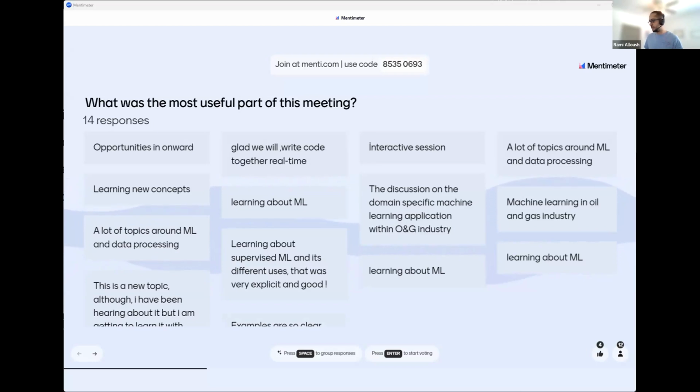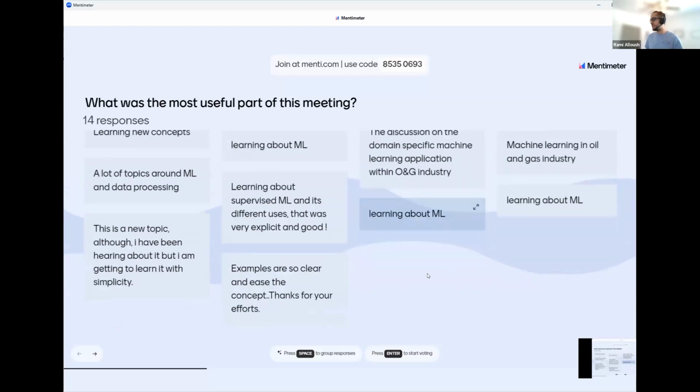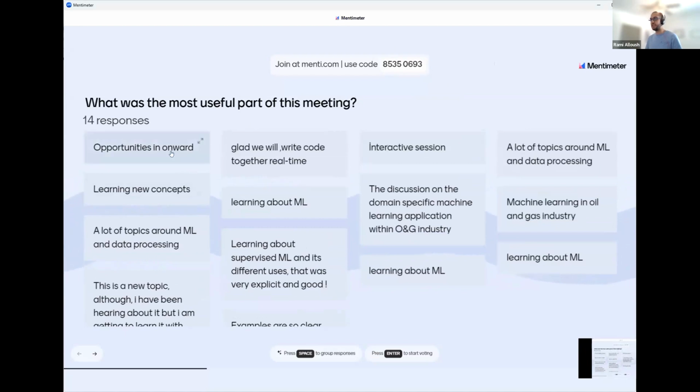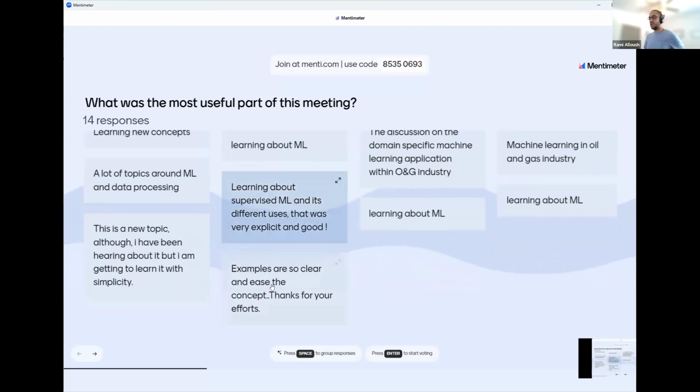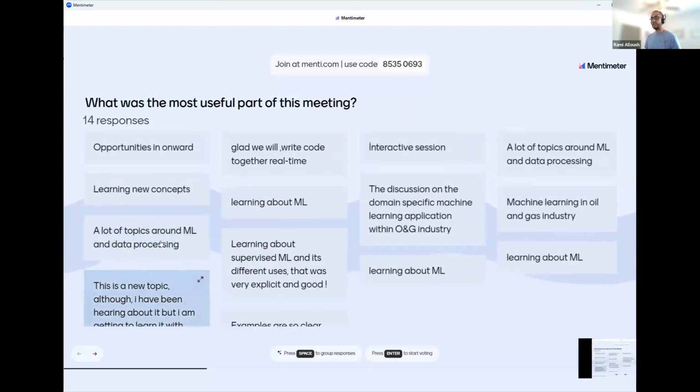Okay, let's go back through the list. Thank you for the responses. This is from last time. I'm just having this here because I want to give you some interactivity. So what did we like from the last meeting or this meeting? Opportunities for the onward: write code together in real time, the interactive part, learn about ML, a lot of topics, discussion about oil and gas, learn ML. Examples are so clear and the concepts, thank you so much. New topic, very good. I'm really glad. Thank you for the positive feedback.